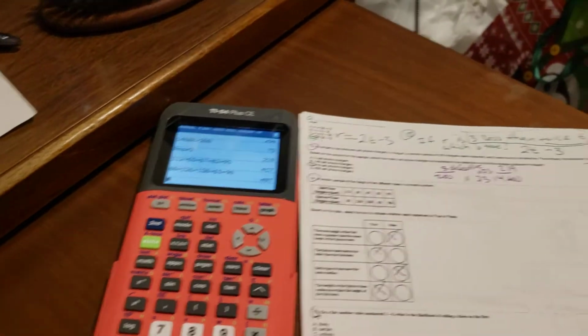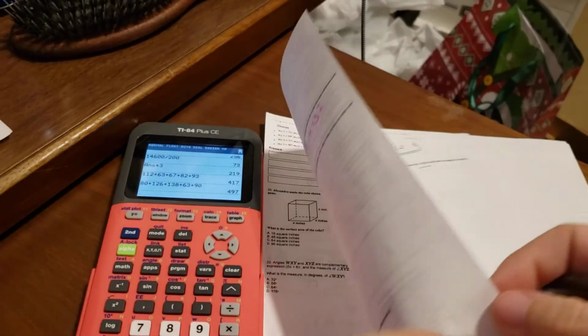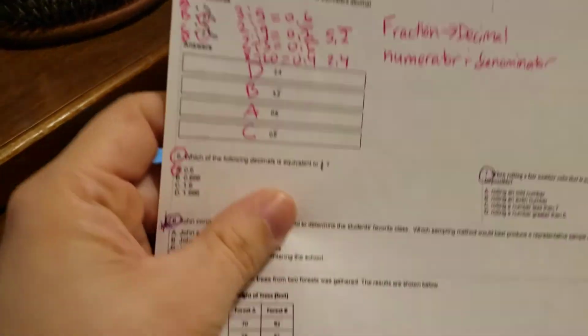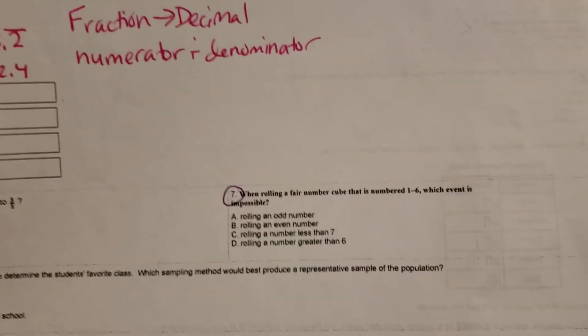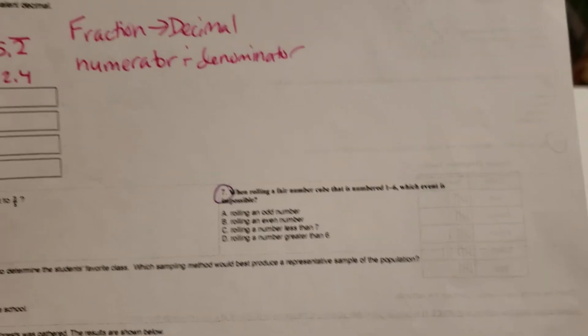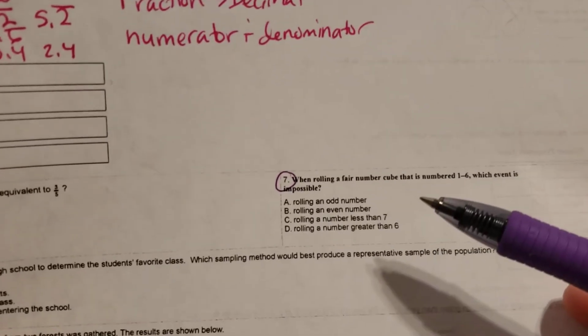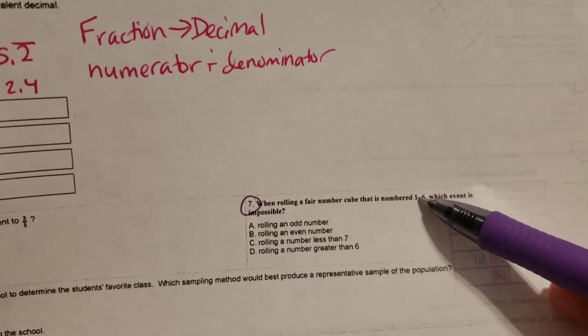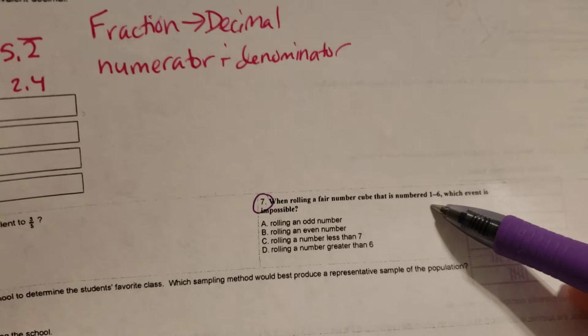SP5, number 7 and 15 are both part of SP5. Let's do a quick look. Number 7. Rolling a die, number 1 through 6. What is impossible? Impossible means it could never happen. So what could happen is I get a 1, a 2, a 3, a 4, a 5, or a 6.